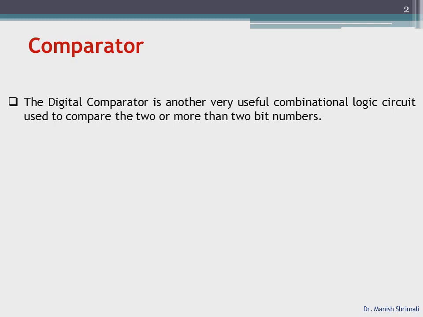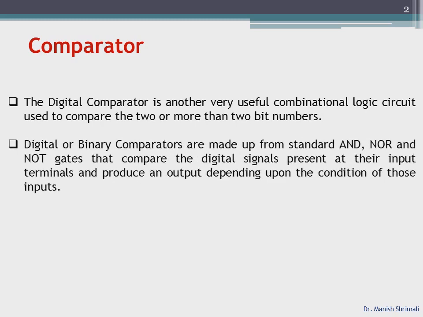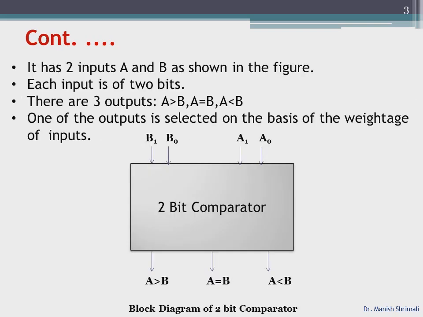And as you can see, the digital comparator is another very useful combinational logic circuit which is used to compare two or more than 2-bit numbers. The digital or binary comparators are made up from standard AND, NOR and NOT gates that compare the digital signals present at their input terminals and produce an output depending upon the condition of those inputs.